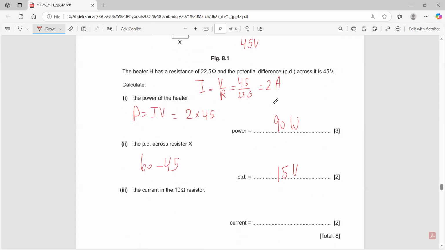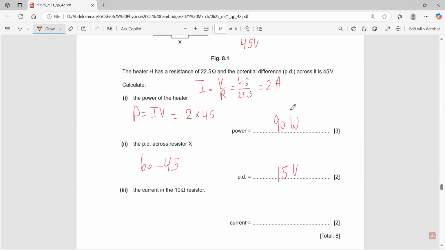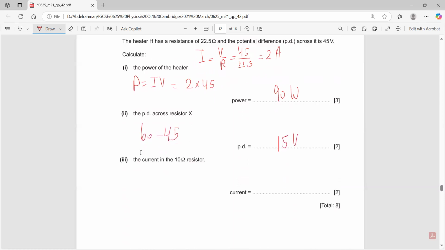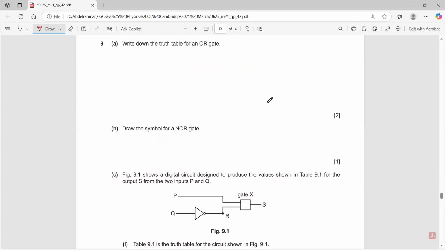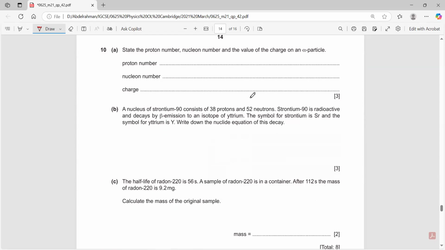Can I find the current in the 10 ohm resistor? Yes, I can. I equals V over R, right? 15 over 10, which is 1.5 amperes. That's easy. Definitely this page is all cancelled. Okay, do not need to solve the page.